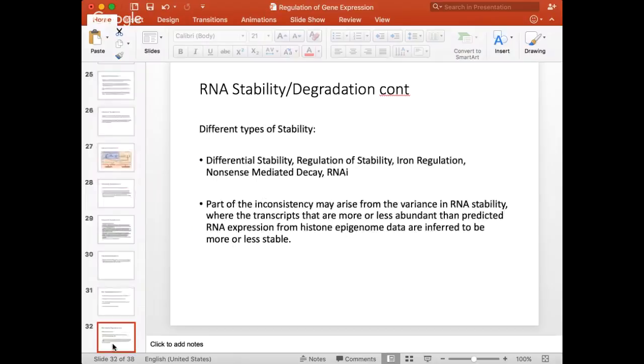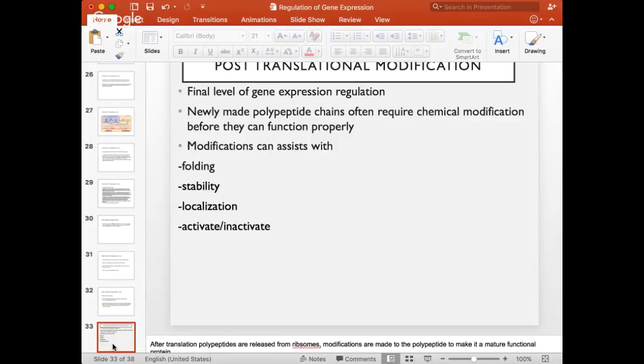There are different steps, such as directional stability, regulation of stability, iron regulation, and nonsense-mediated decay. Consistently, many differences arise from variants in RNA stability, with transcripts that are more or less abundant than predicted from RNA expression. Histone data are inferred to be more or less stable. Genes whose abundance is mediated by changes in RNA stability are regulated by RNA decay factors. That's it.